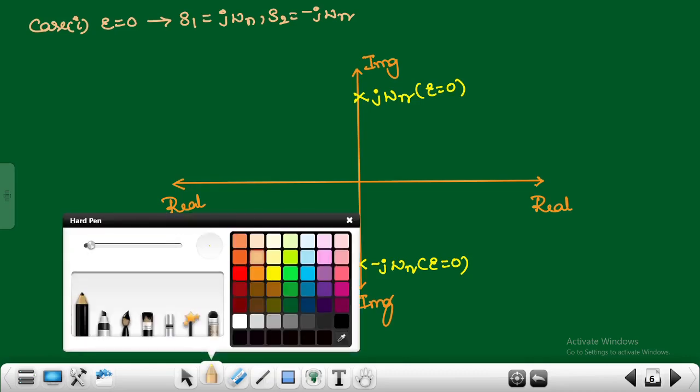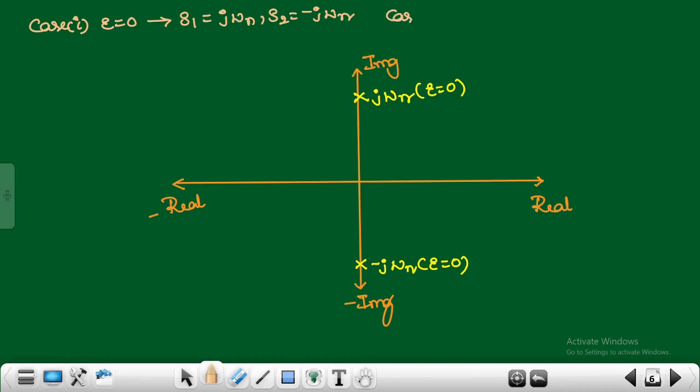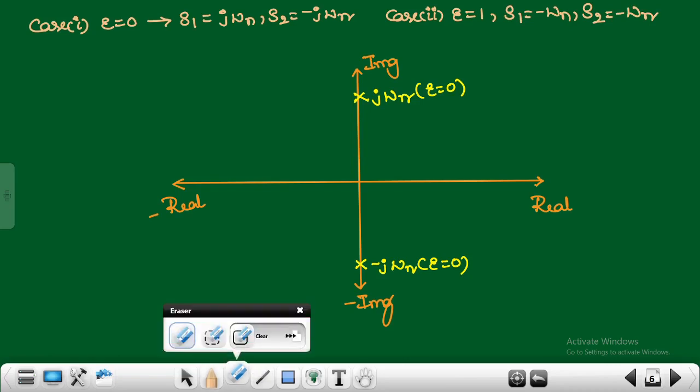I am writing it here for convenience. Case 2 will be, we take zeta equals 1, then what you are getting is S1 equals minus omega n, and S2 is also minus omega n. That means the roots are equal. So now we are getting equal roots here.